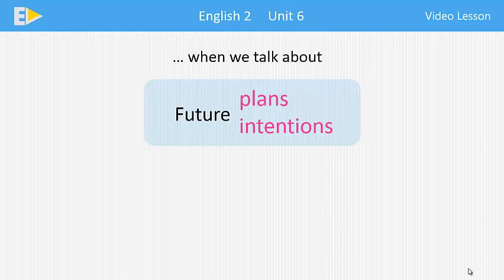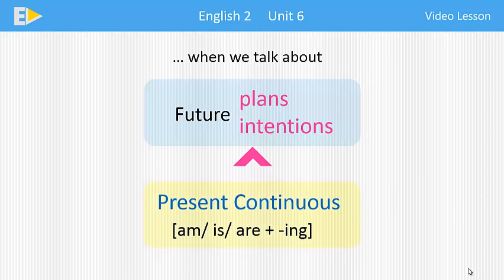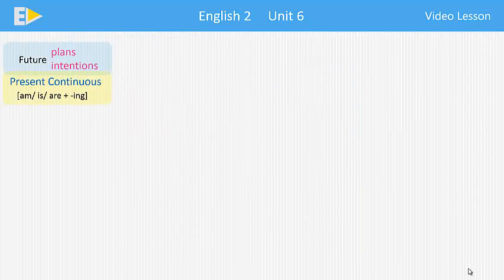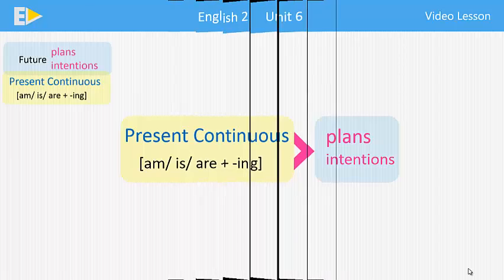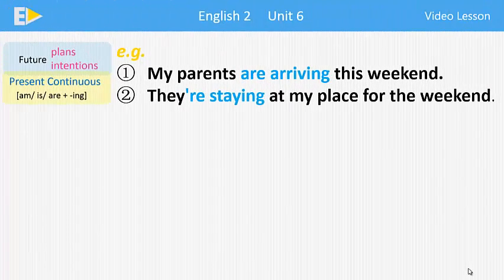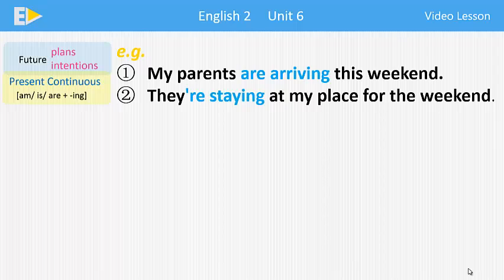But, when we talk about future plans or intentions, we often use the present continuous to express future meaning, instead of using the future tense. In other words, we can use present continuous to describe plans or intentions in the future. Here are some examples. My parents are arriving this weekend. They're staying at my place for the weekend.